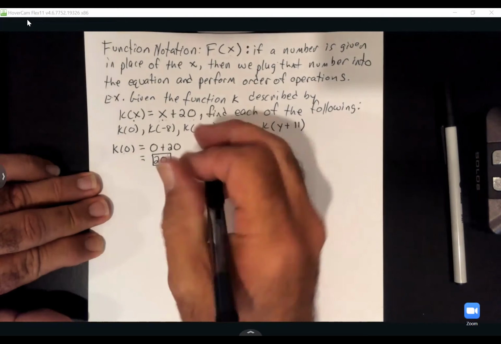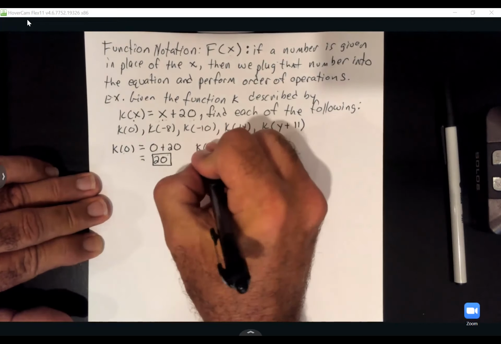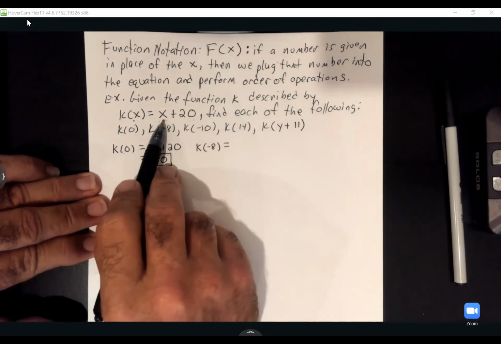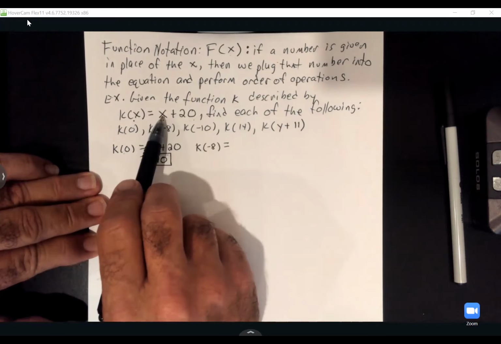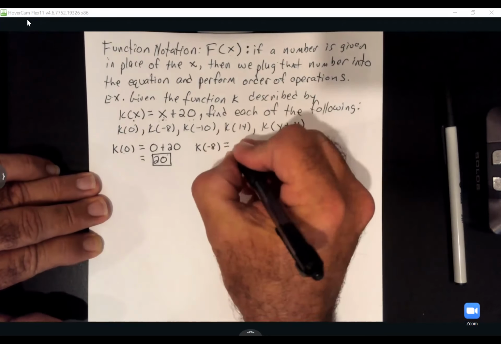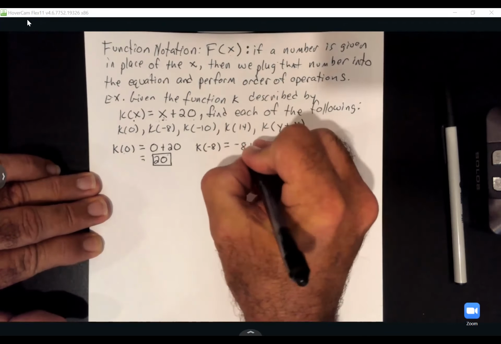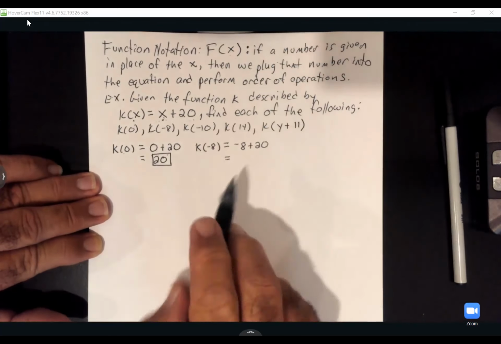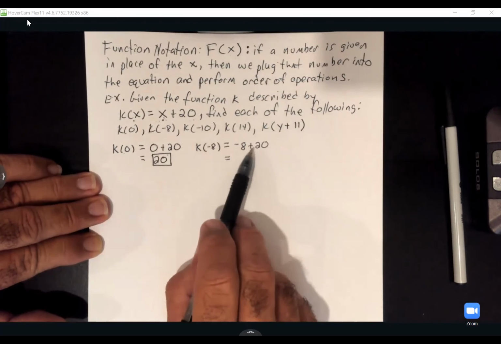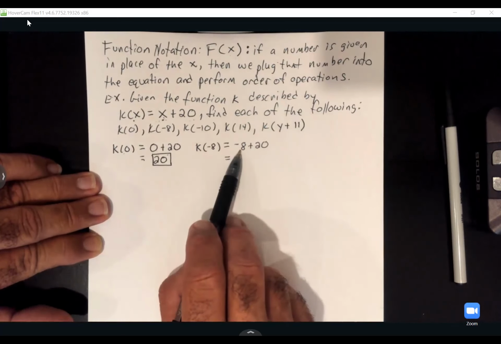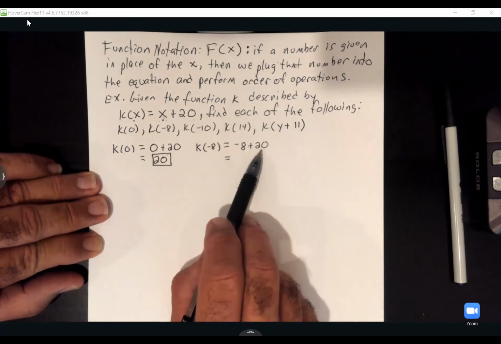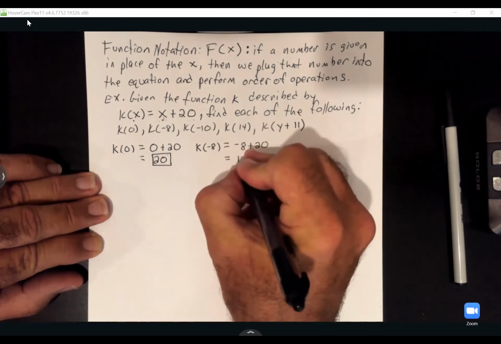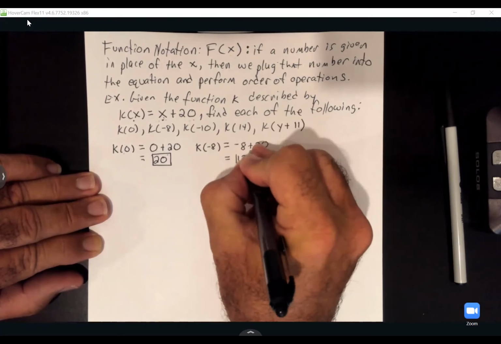Then we're going to do k of -8. K of -8 is going to equal this equation, but we're going to put a -8 in for that x. So that's going to give me a -8 plus 20. All right, so unlike signs, subtract the numbers and get the sign of the larger number. So 20 minus 8 is 12. Larger number is positive. So that's going to be a positive 12.